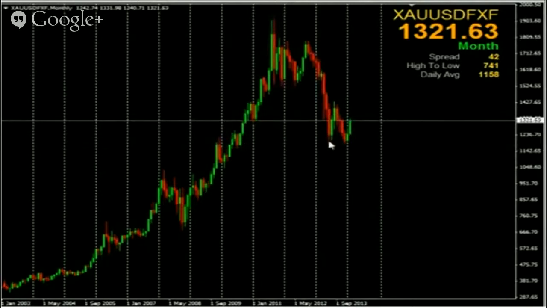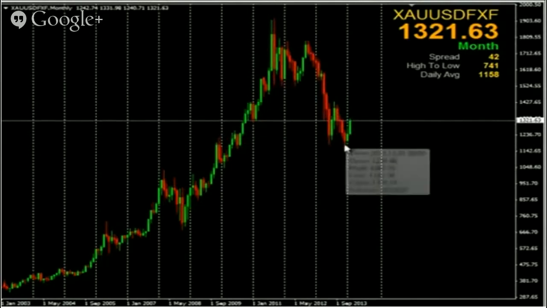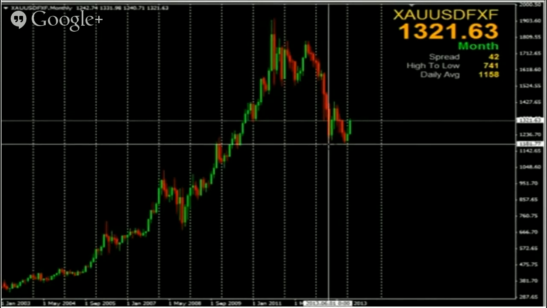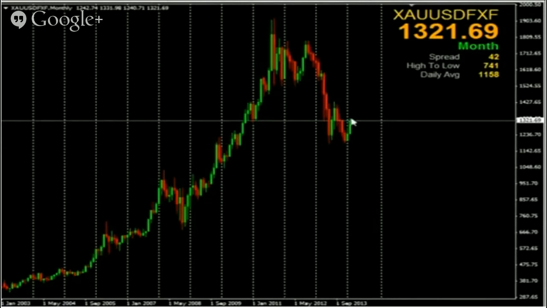And notice here it's what's called a double bottom, as a matter of fact. So it's dropped down to about 1184, and now it's travelling up here. This is where the current price is. This is the line of the current price, all right? And it's displayed here on the top right. So 1321.69. That's the current spot price.